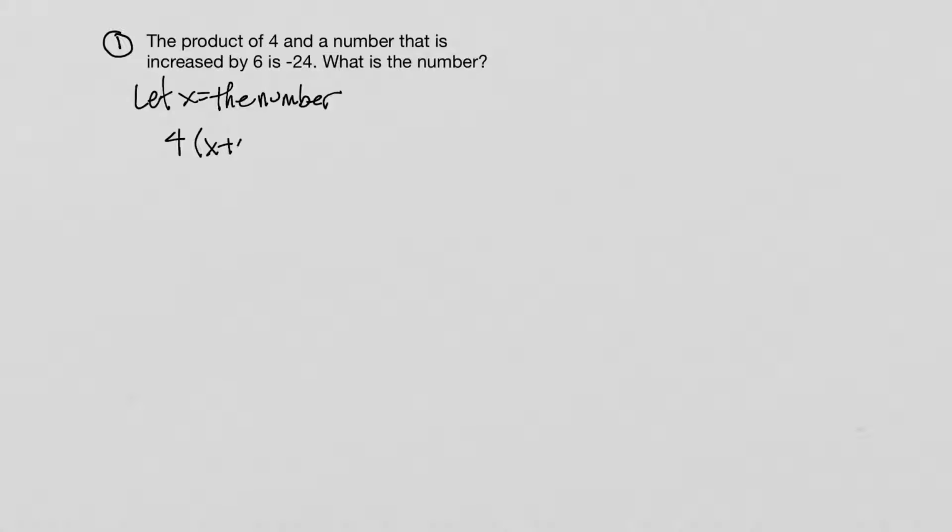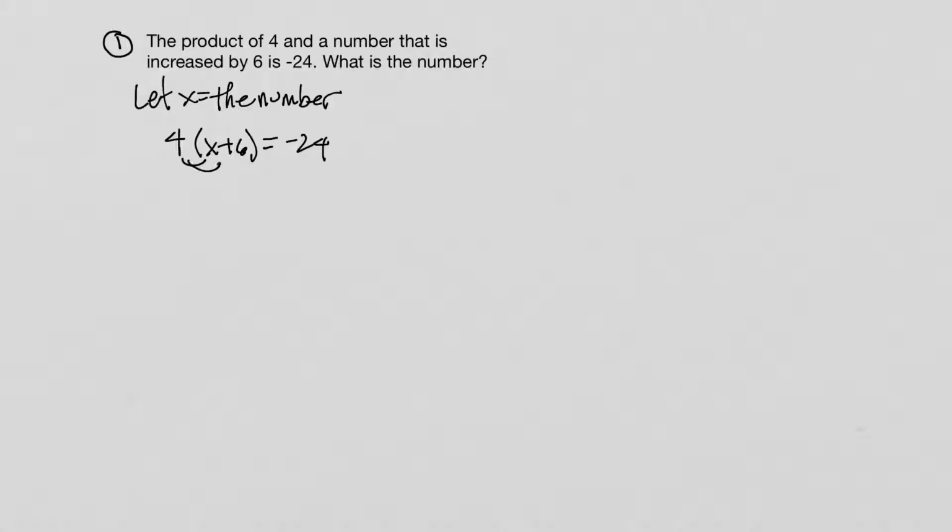I'm going to write it in parentheses because I want 4 times all of it. I don't just want this. I don't want 4x plus 6 because that says 4 times a number increased by 6. This says the product of, right, the product of 4 and a number increased by 6 is negative 24. And there's our equation. So let's go ahead and solve this. No, this is not what we want here. In fact, I've got this fancy eraser. I'll just get rid of it.